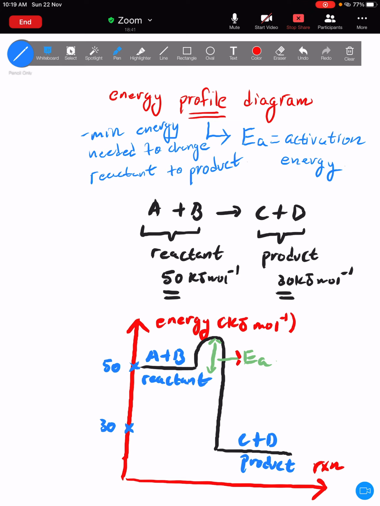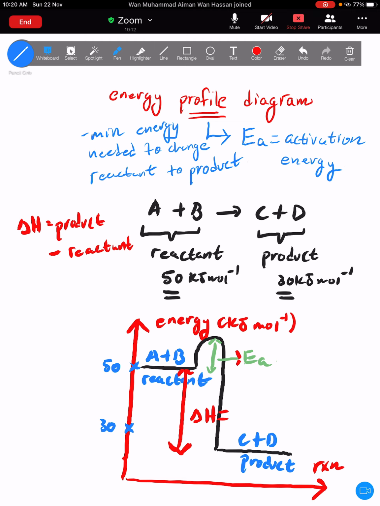And also, guys, this is EA. Where is the delta H? You must label delta H. If you look, delta H is product minus reactant. Therefore, this is the region of the delta H value. So in this case, the delta H value will be negative 20 kilojoule over mole. Bingo. Please screen capture this thing.